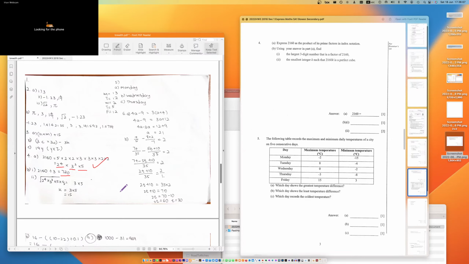But why do you divide by 3? Why don't you divide by 2? Because they say it's a 3-digit number. Okay, so basically you get 2160, right? You divide by 2, what do you get? 1080. So this is 4-digit, right? Yes. Cannot. So yeah, divide by 3. Correct. So 720.